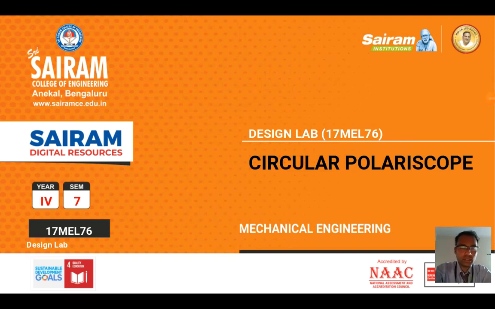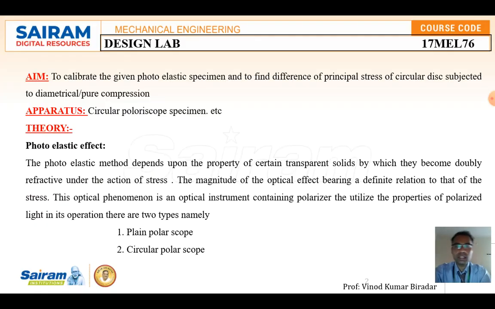So coming to the next experiment, the next experiment name is circular polariscope. The aim of this experiment is to calibrate the given photoelastic specimen and to find the difference of principal stresses of a circular disc subjected to diametrical or pure compression.